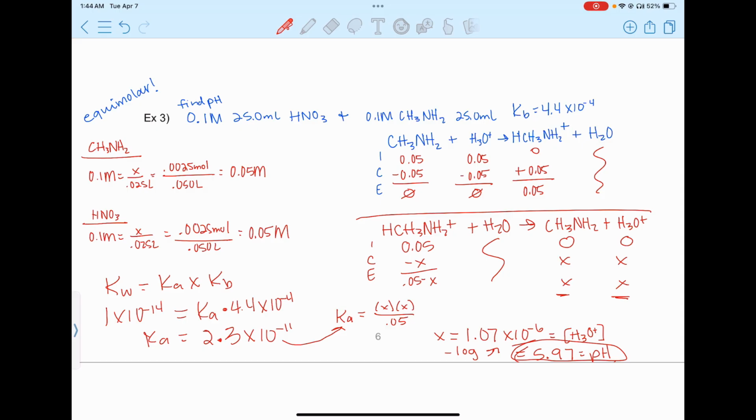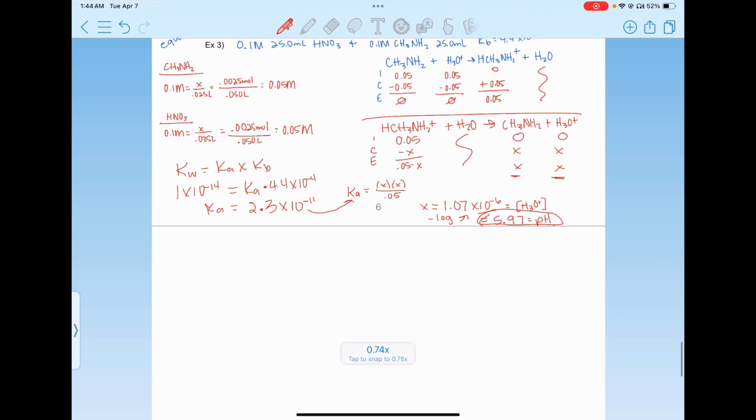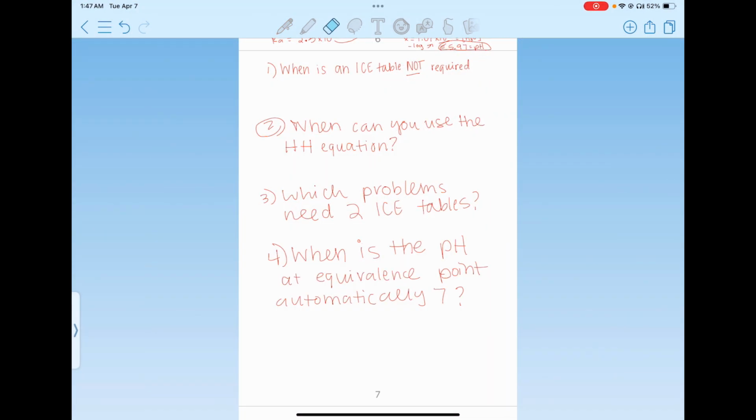All right, that concludes all of your math and calculations dealing with buffer problems. I've got a few questions at the end here I want you to answer for me, and then you will be free to go. Here are those last questions. See if you can jot those down and then answer those somewhere at the end of your packet.